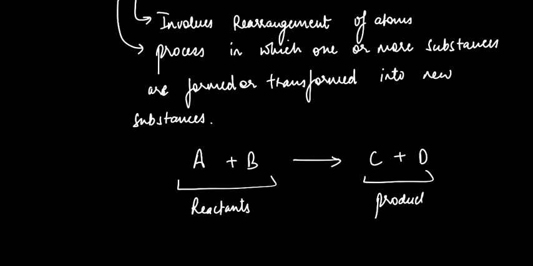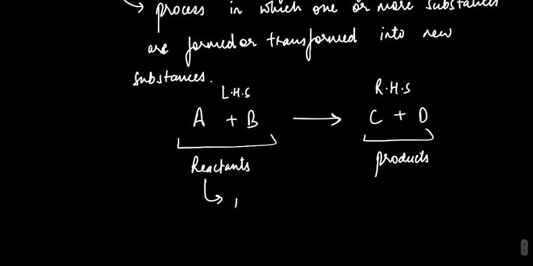So, you will always see products. These are nothing but the chemical substances on the right hand side of this arrow, on the right hand side of this equation. And on the left hand side of this equation, we have our reactants. Reactants react together to form products.